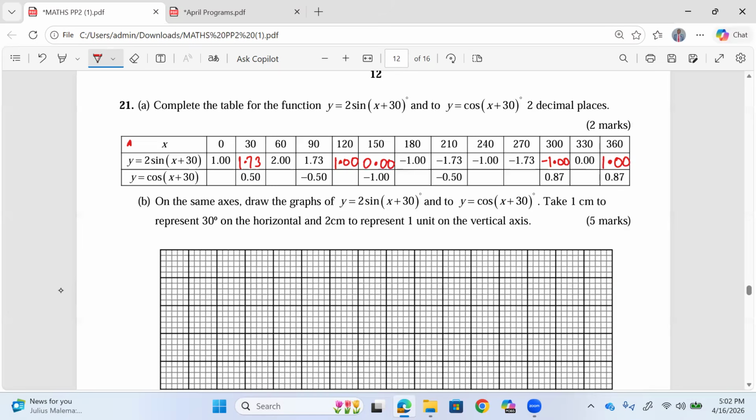The other values of y shall be: we start with 0, 0 plus 30. So we're dealing with cosine of 30 only. Cosine of 30 is exactly 0.87. Then at 60, we are adding 30 there. So cosine of 90, we get 0, but we write it as 0.00. At 120, that is the cosine of 150 now. Cosine of 150, according to the table, negative 0.87.